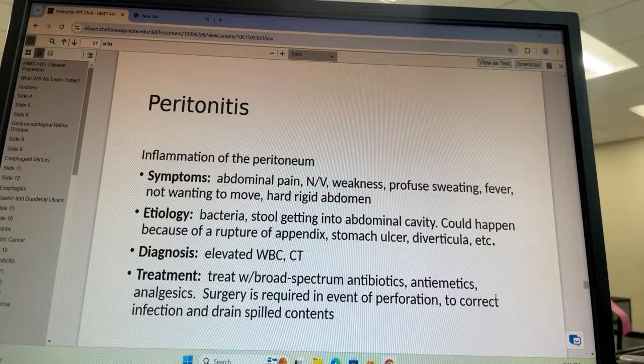Diagnosis, obviously, there's going to be imaging done, and they can just see the inflammation. It's kind of hard to miss. There's obviously going to be a very elevated white blood cell count because there's a huge infection. You're gearing up your white blood cells to fight back.